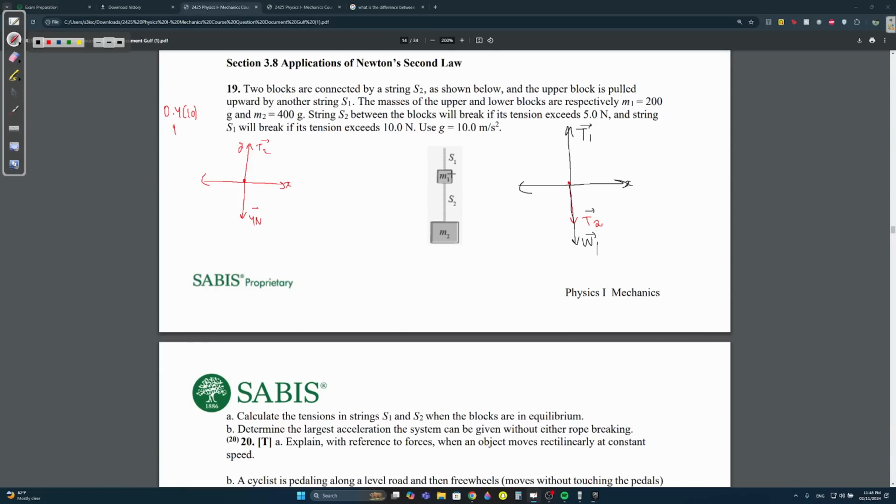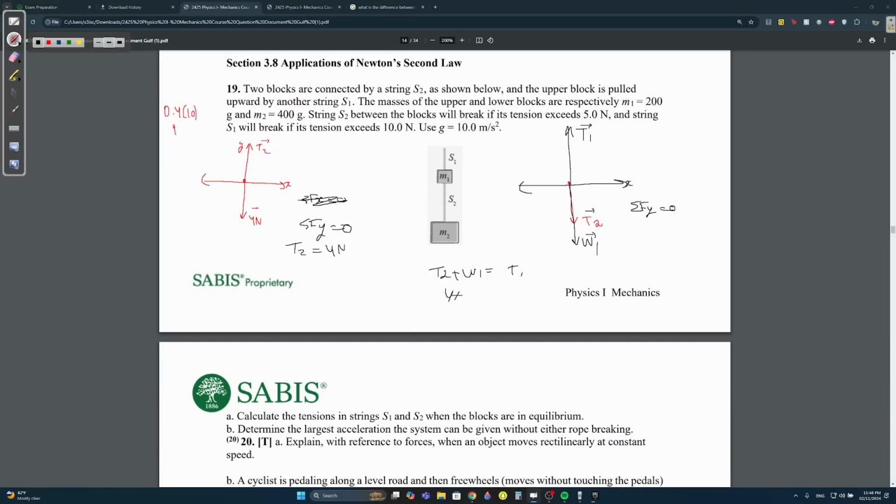Okay, let's see. They're in equilibrium, so that means sigma Fx is 0 and sigma Fy is 0. Sigma Fx is 0 since there's no horizontal force, so I'm just going to skip it. Sigma Fy is equal to 0, so 4 N is equal to T2. T2 is equal to 4. Here, sigma Fy is equal to 0, so T2 plus W1 is equal to T1.